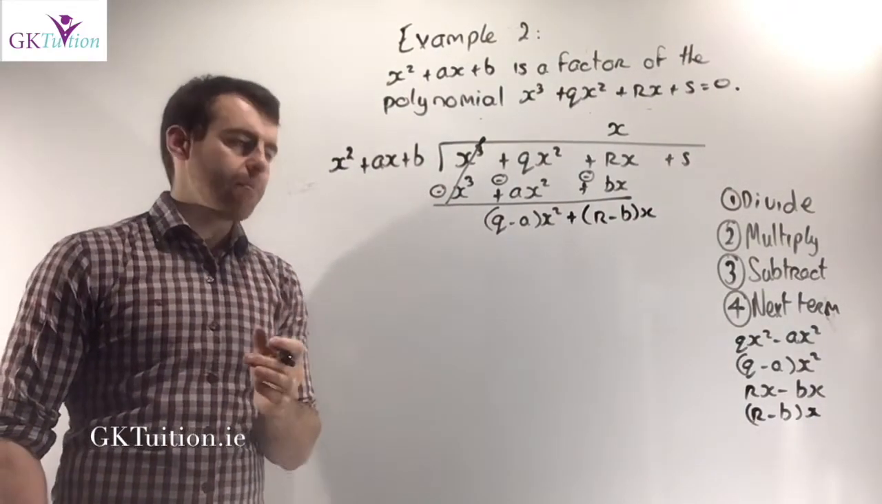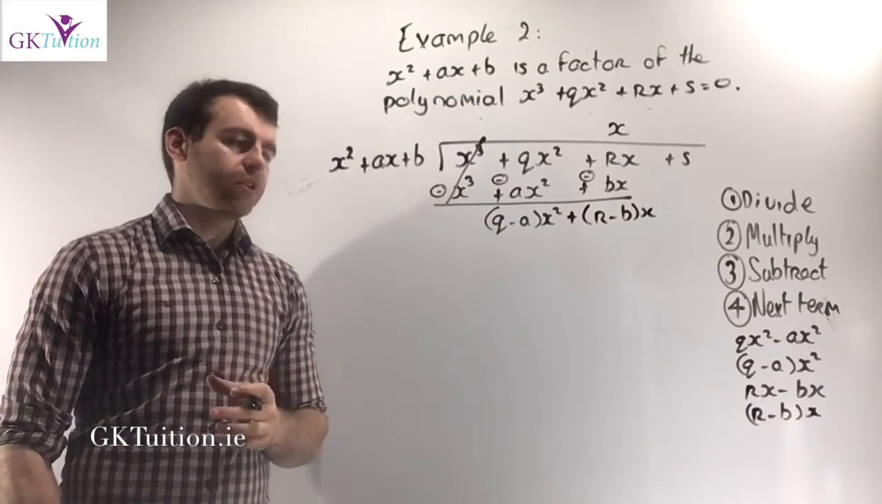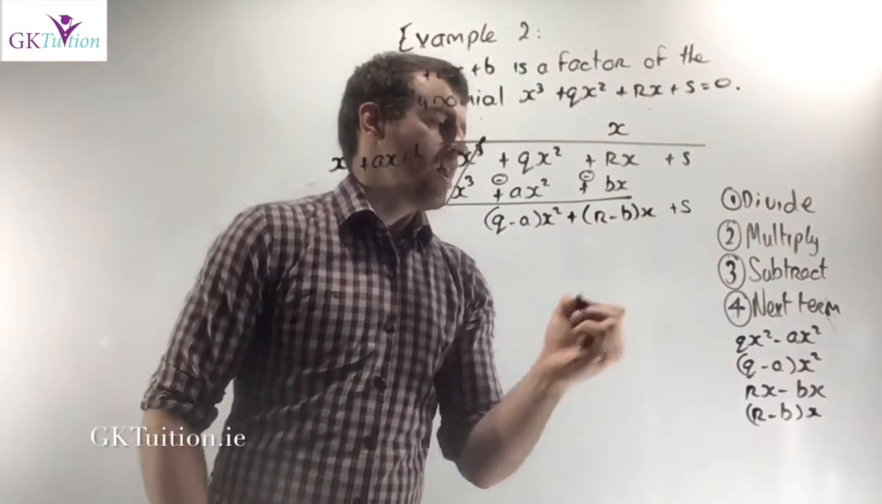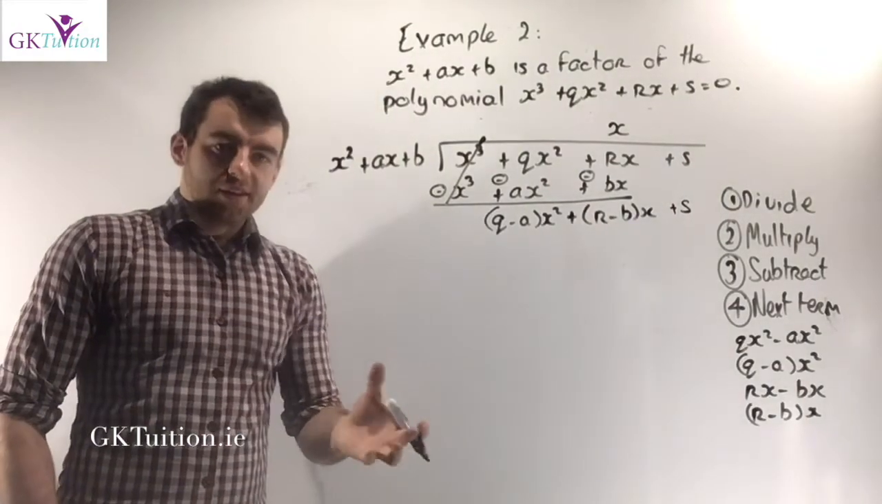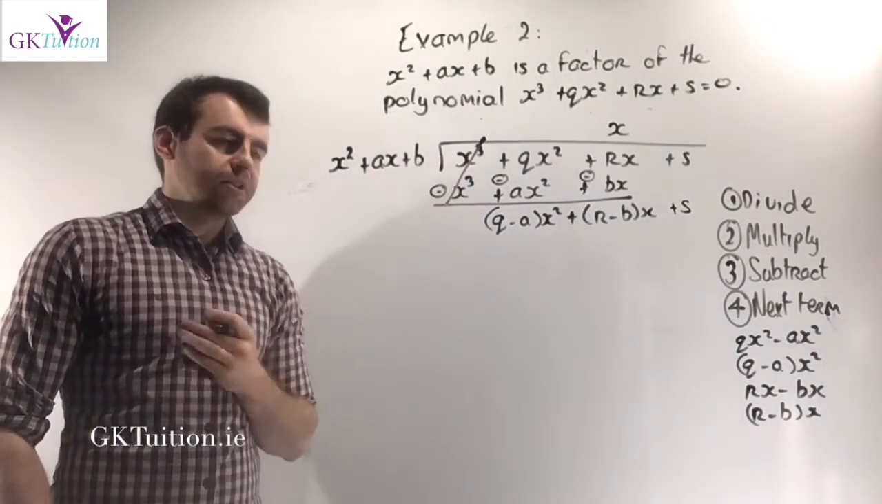That's my third step, and now I need to look at the fourth step. The fourth step in long division is to take down the next term, which in this case is just a plus s. And I'm going to start my process all over again. If I start my process all over again, my first step is to divide.